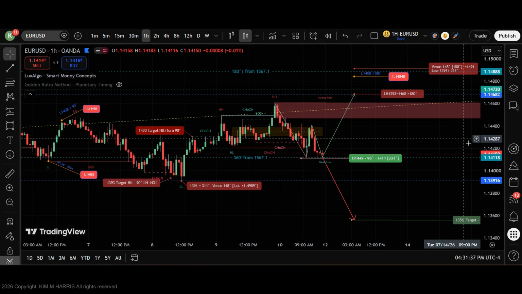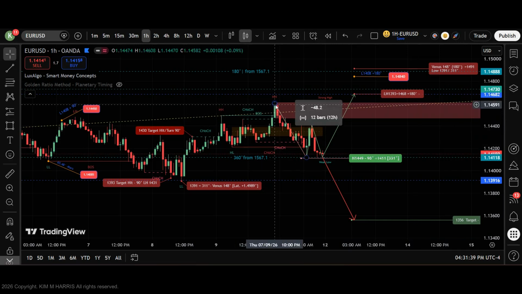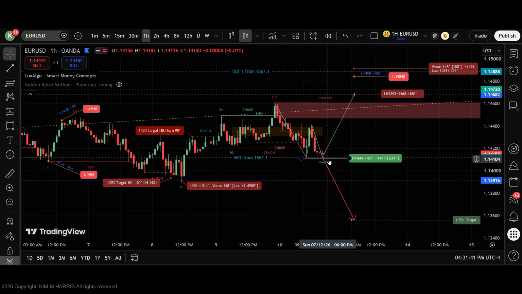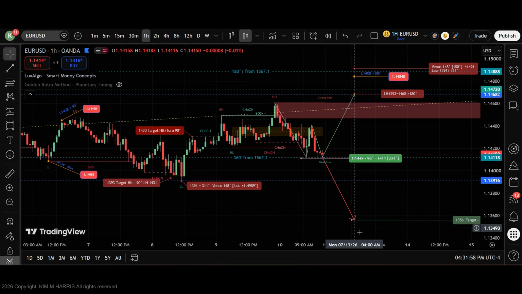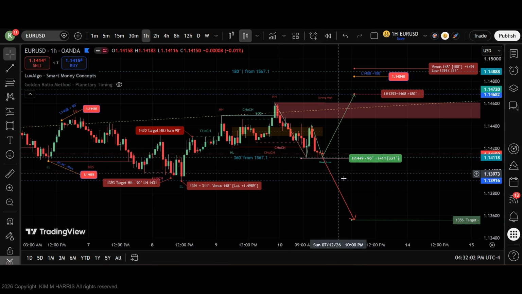The first scenario, scenario 1, is that price will break through this 360-degree level that I have here, and also hit my target precisely, or break through my target. And if it breaks through my target, then I expect it to continue down to the 1356 target. All right, that's scenario 1.